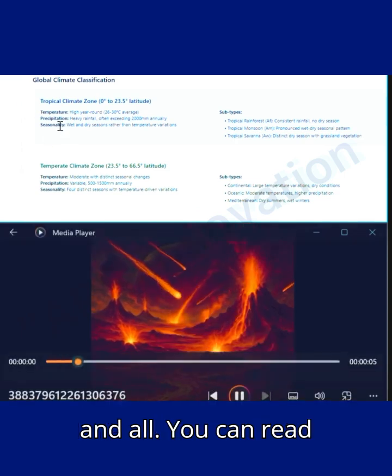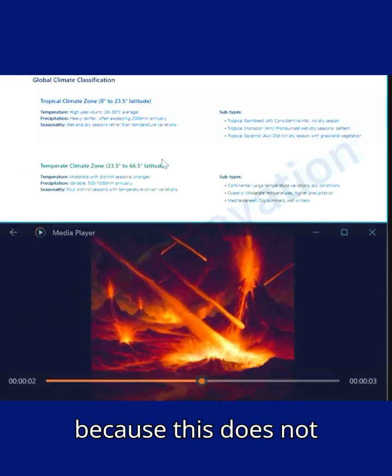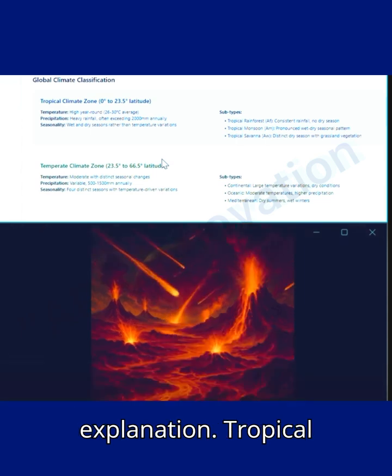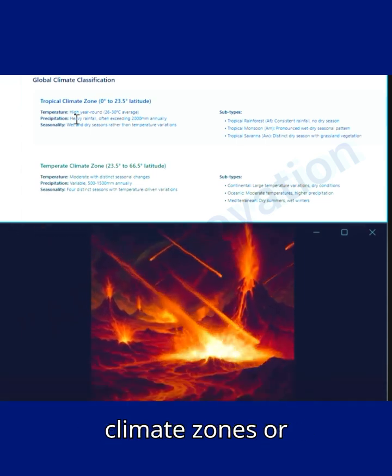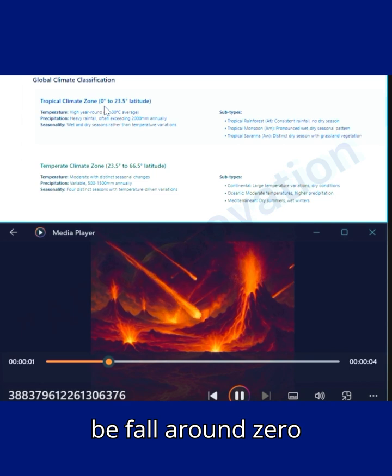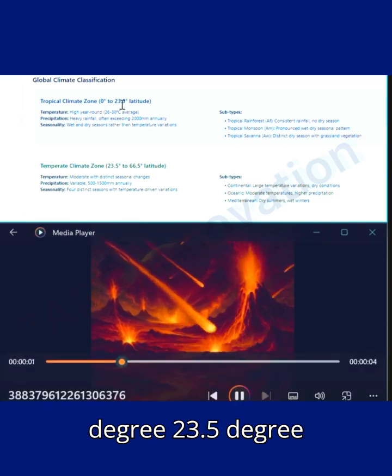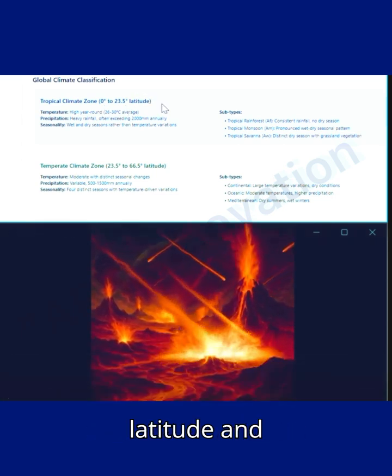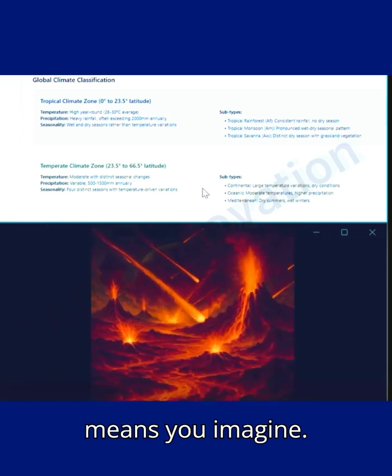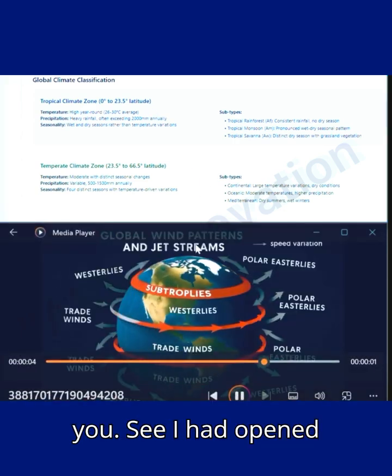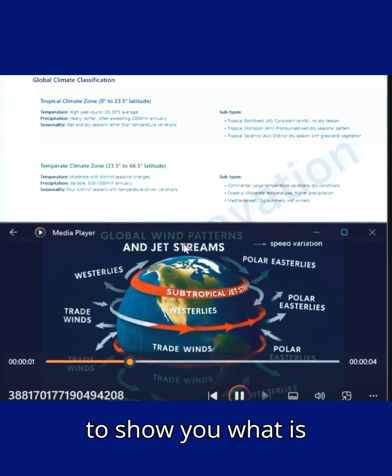Global climate classification. You can read through this yourself, because it does not need much explanation. Tropical climate zones fall between 0 degrees and 23.5 degrees latitude. What is latitude and longitude? See, I will show you.